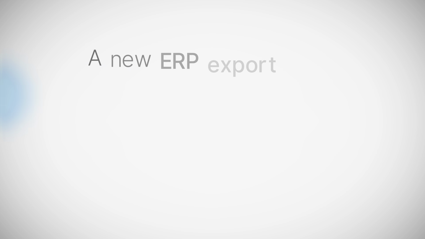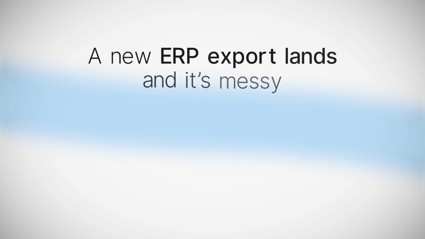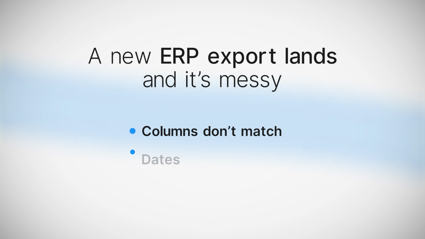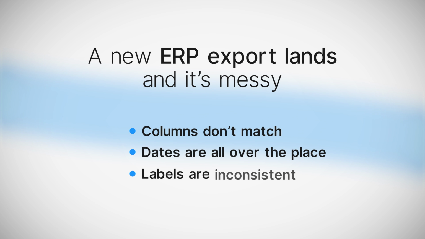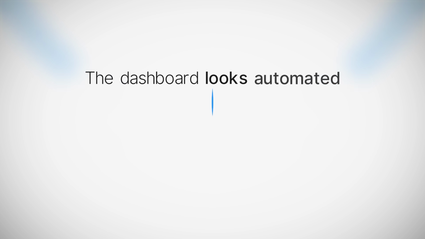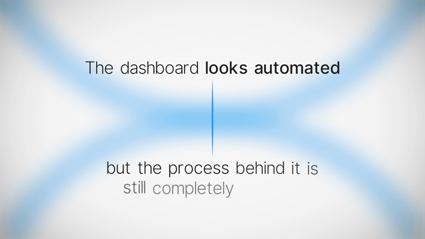A new ERP export lands and it's maybe messy. Columns maybe don't match, dates are all over the place, labels are inconsistent. So then you have to go in and fix it manually. And then the next month, you're doing the exact same thing again. The dashboard looks automated, but the process behind it is still completely manual.